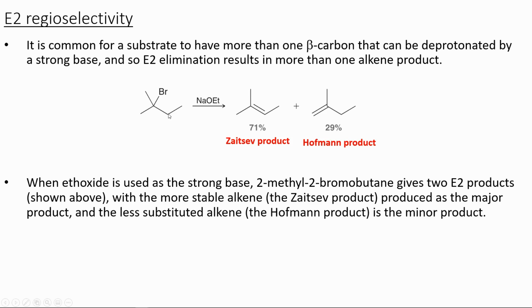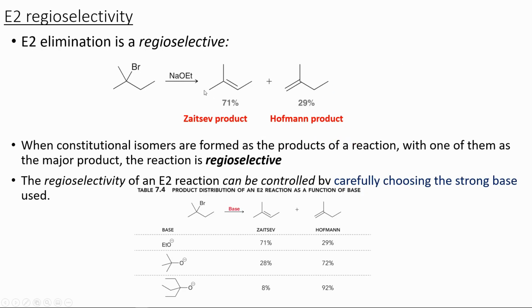So if we were to eliminate from this beta hydrogen here, we get what's called the Zaitsev product. And if we eliminate from either of these primary hydrogens, we get what is called the Hofmann product. In general, the Zaitsev product is going to be the more stable thermodynamic product because we're forming a tri-substituted alkene in this case. The Hofmann product is going to be the minor product as it's the less substituted alkene. That's when ethoxide is used as a strong base, as opposed to a sleek or skinny base. So this regioselectivity can be controlled based on the type of base we use.